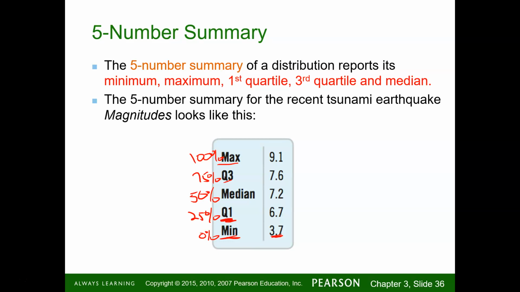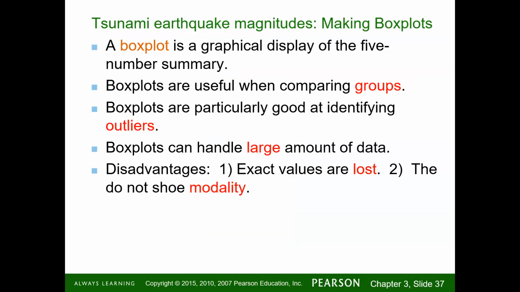You'll see this all the time in statistics. A box plot is a good way to show it. And actually, we're going to get into box plots on the next video because this video is running pretty long. So I will stop here and we will talk about box plots on the next video.